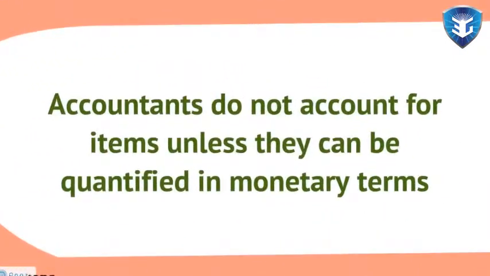Now, our next concept is the money measurement concept. This concept says that only those transactions which can be easily measured in terms of money are to be recorded. Transactions which cannot be measured in monetary terms, for example, honesty of employees or a dispute between managers of two departments, are not recorded in the books of accounts. It means that accountants do not account for items unless they can be quantified in monetary terms.